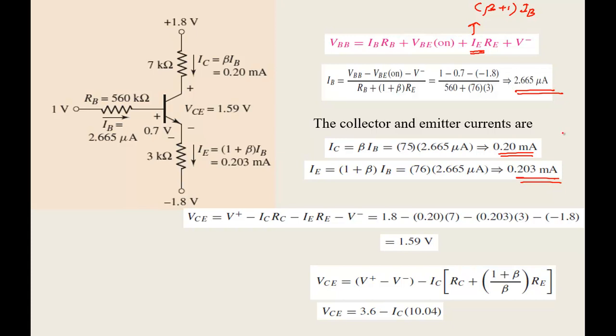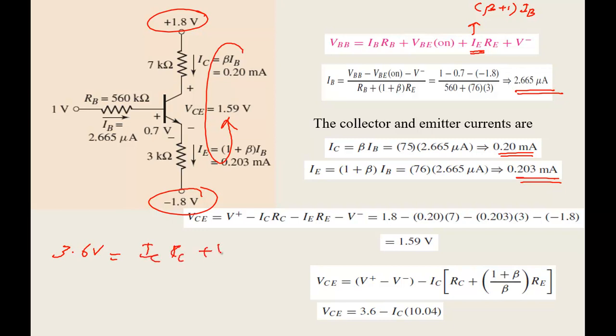So now you can apply the KVL to the outside loop directly. Find out what it is. There is one clue I will give you: because both the supply voltages are like this, we can just add the supply voltage and say we have 3.6 volts. Okay, so 3.6 volts is equal to IC RC plus VCE plus IE RE. What is your VCE here then?